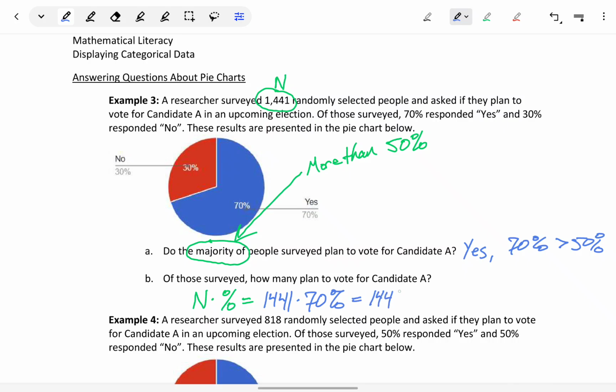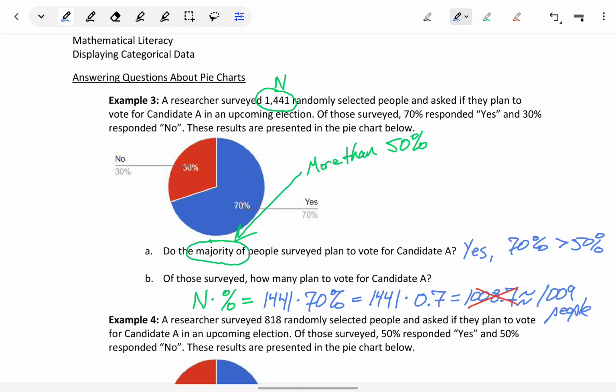So we'll rewrite this as 1,441 times 0.7. And then when we multiply those together, we get 1,008.7. But in this case, our answer is about number of people. We can't have a fraction or a portion of a person. So we wouldn't report that answer. We would just want to know to round this to approximately 1,009 people.